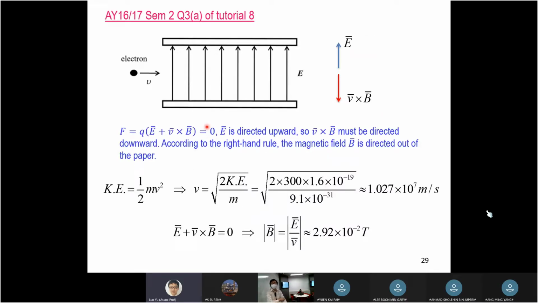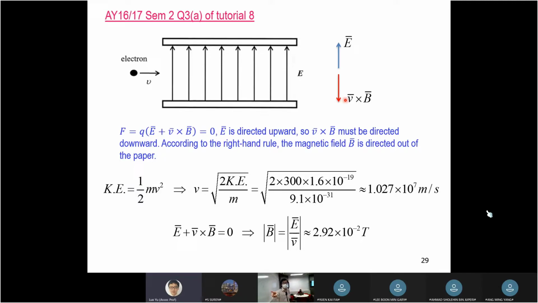So this is the configuration we are looking at. F equals E plus V cross B. What we want is E plus V cross B equal to 0, which means my V cross B should be exactly opposite to E. The question tells us that E points to the top. If I want my total force to be 0, with the magnetic force cancelling out the electric force, I want my V cross B opposite to E. For a particle filter, you don't have to worry about whether it's an electron or proton, positive or negative charge. We always want V cross B to cancel out E.